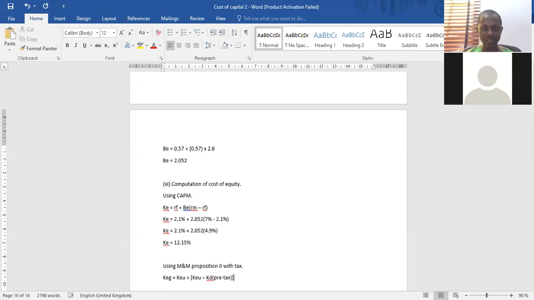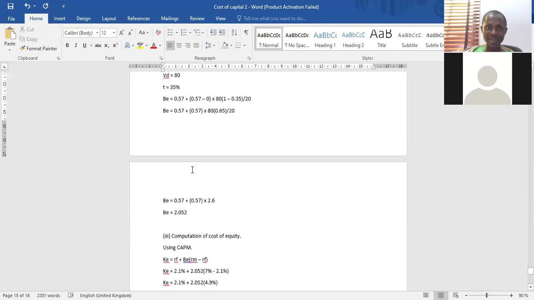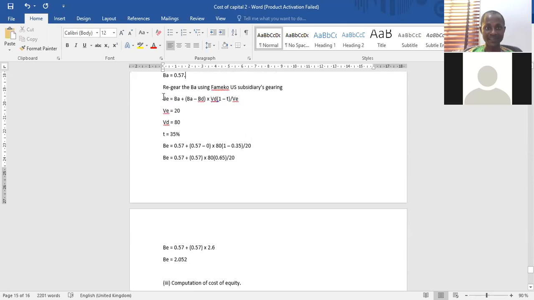Cost of equity pre-tax, so cost of debt pre-tax times market value of debt into bracket 1 minus T, which is the tax rate, all over market value of equity. You see that it is very similar to this formula here. The only difference is that this one uses what? Beta. Beta of a company that is geared is represented by BE. Beta of a company that is not geared is represented by BA. Do you understand now?